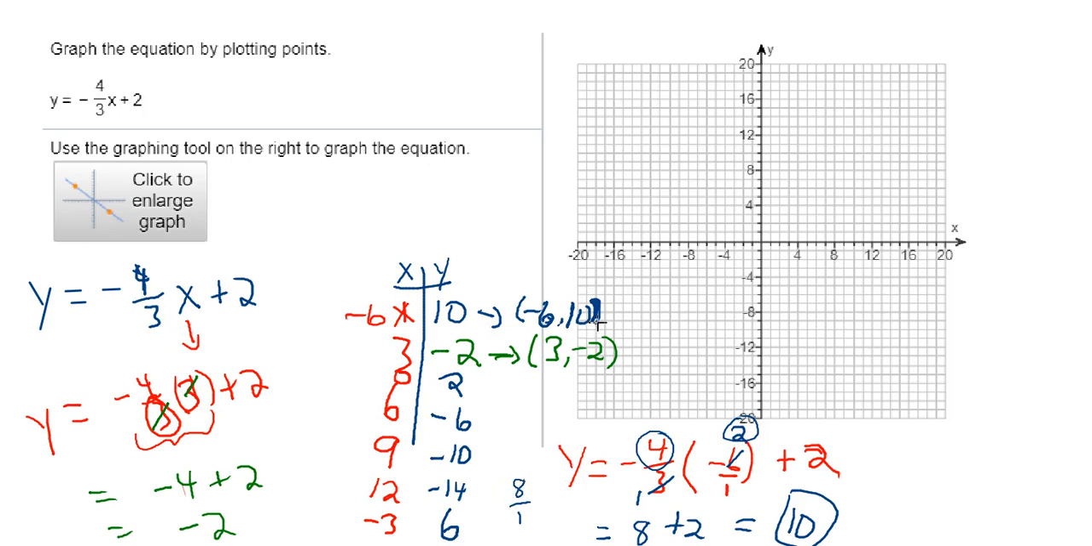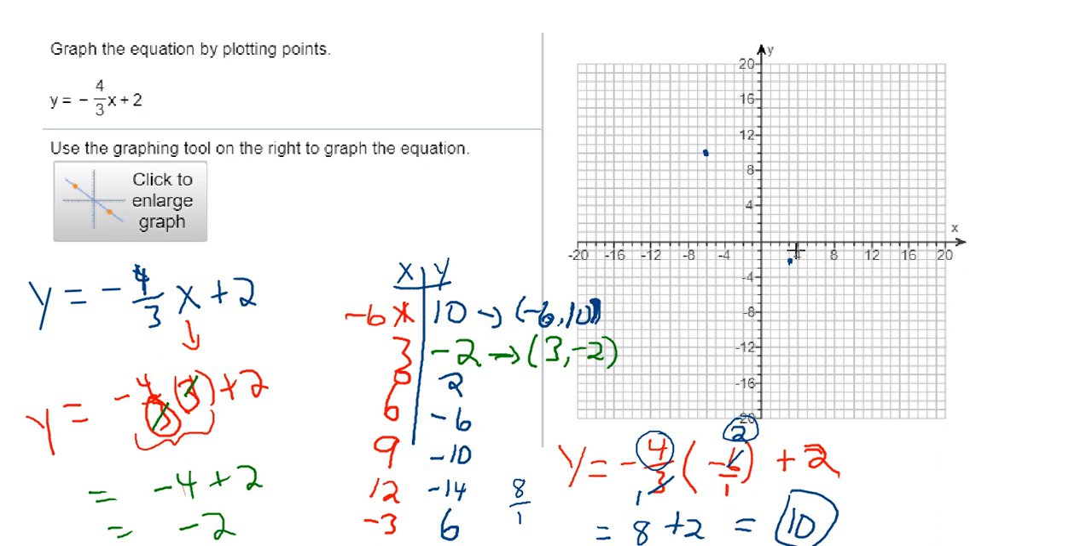All right, so let's plot some of these points over here and see what the pattern is. We have -6. Now this time, these numbers are going by ones. So -6 would be right here on the x-axis, +10 on the y-axis. So it looks like it's going to be this point right here. That lines up with -6 on the x, +10 on the y. We have +3, -2, which would be this point right here.